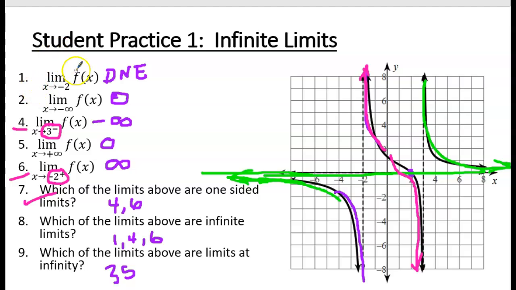Now, number 1 is also an infinite limit. I just couldn't give an infinity as an answer because the infinity was different on the left and right. But both of those are infinities, right? So that's still technically an infinite limit for number 1.